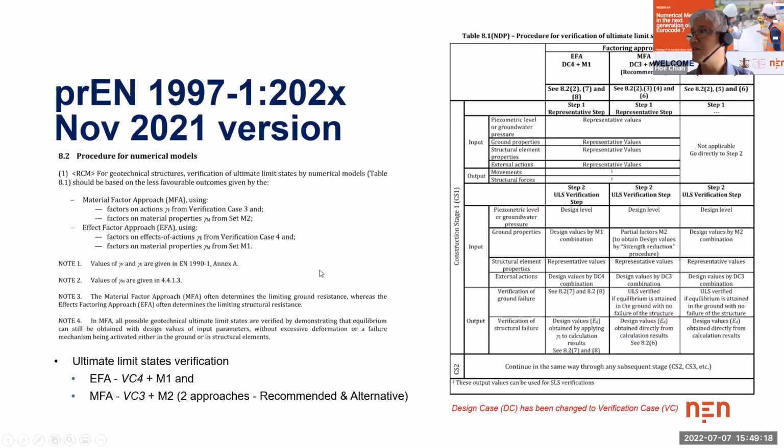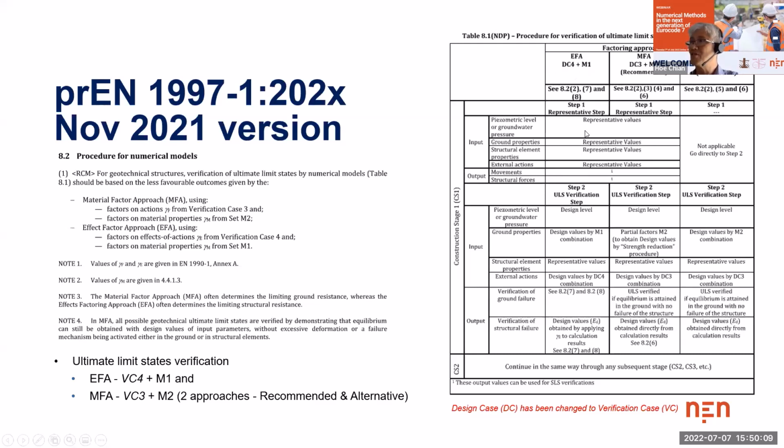You have seen this from Colin's presentation. It is recommended that ULS verifications be based on the less favorable of the model factor approach or effect of actions approach. Obviously, effect of actions approach is basically called verification case 4, and then the material factor approach is called verification case 3. If you look at this table, Colin has explained that. This is EFA.